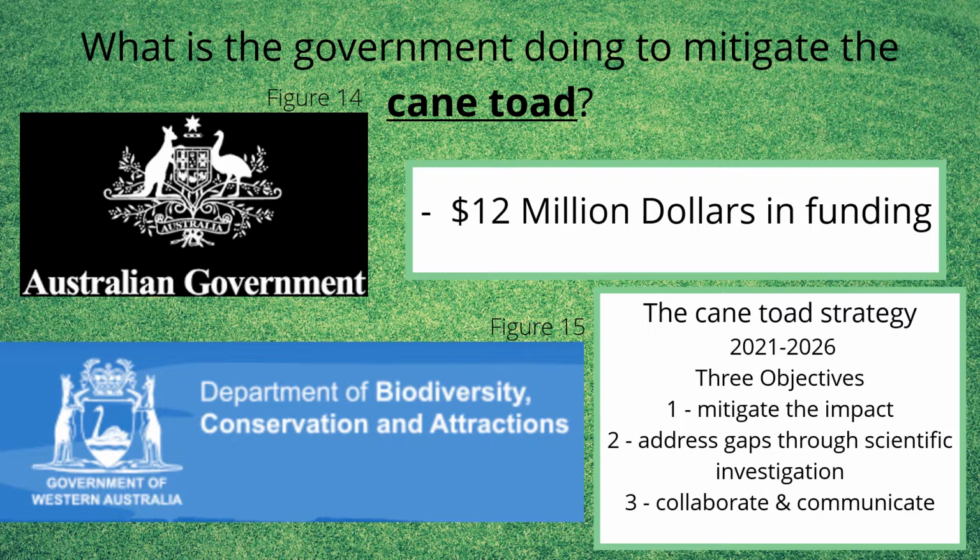Under the National Environment Science Program, the Australian Government has provided over $12 million to projects relating to cane toad controls. Also, the Western Australian Government has a cane toad strategy. This strategy is to guide planning and operations related to cane toad management, with 3 objectives: mitigate, investigate, and collaborate.